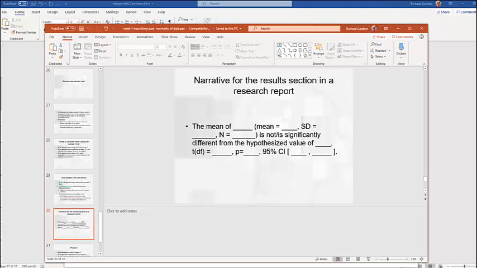Okay, and she wants confidence intervals. You guys know what confidence intervals are? No. Confidence intervals are the group mean plus or minus a margin of error, which is like wiggle room.